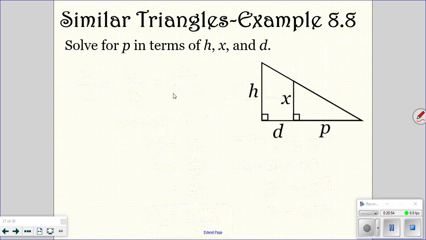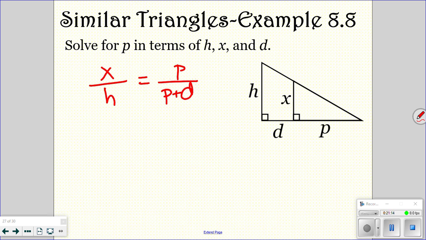Okay, so now we're going to solve for p in terms of h, x, and d. So we're not going to get a number value for our answer. So you're going to make your ratios first. So that's going to be x over h equals p over p plus d. And we're needing to solve for p. So I'm just going to start by cross multiplying.